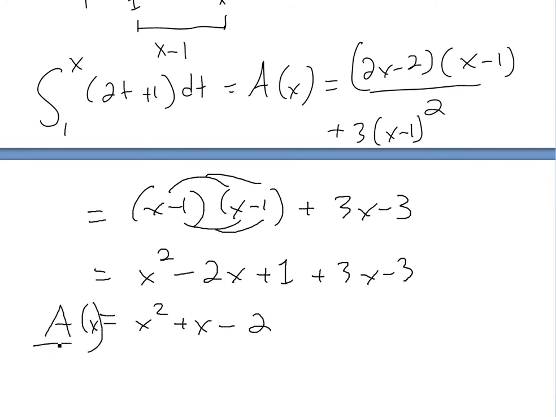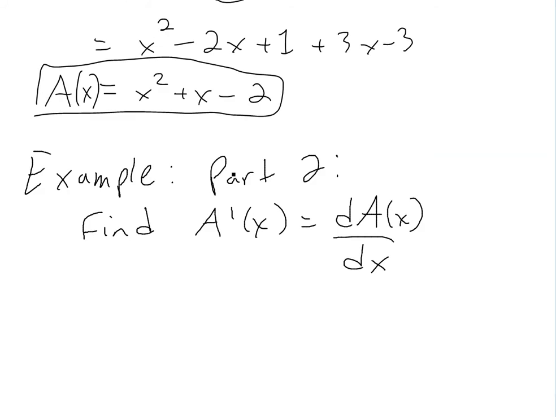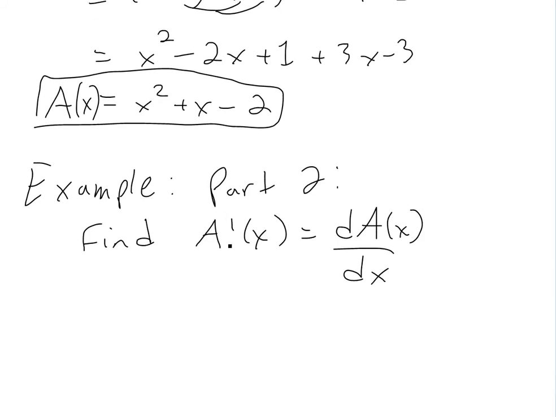That's our integral as a function of x. Okay, so now this brings us to part 2 of the example in the calculus book. It says to take the derivative of this area function that we just derived. So this area function in terms of x, the derivative of x squared is going to be 2x using the power rule, and then the derivative of x is going to be 1.